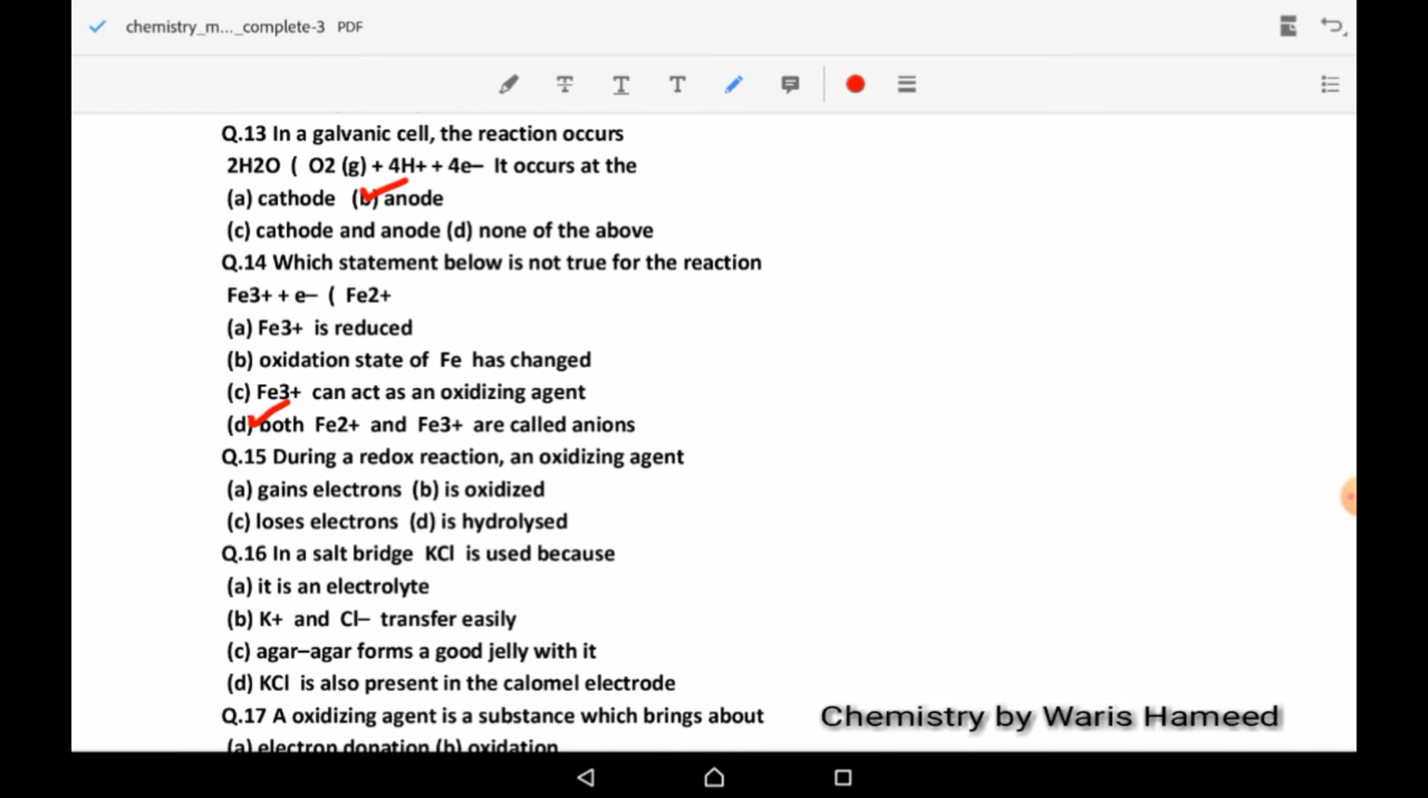During a redox reaction, an oxidizing agent gains electrons and oxidizes other elements or atoms. 16th MCQ: in a salt bridge, KCl is used because K+ and Cl- transfer easily. These ions can transfer easily and they bring chemical neutrality. Now moving towards the 17th MCQ.